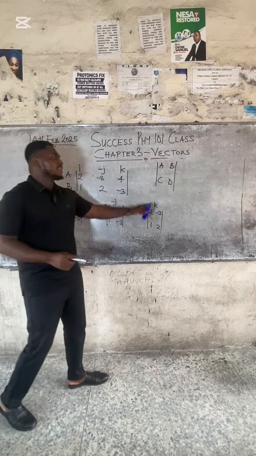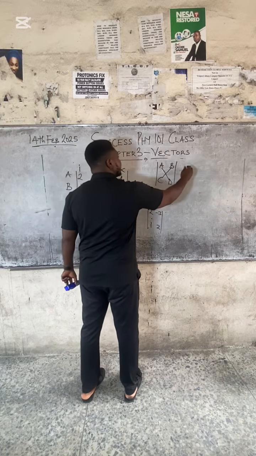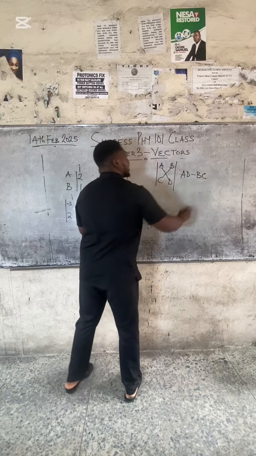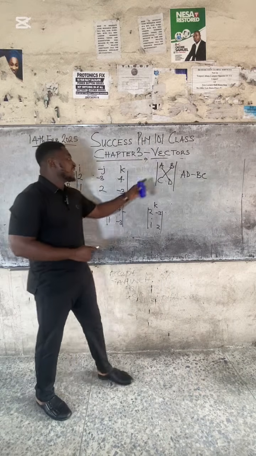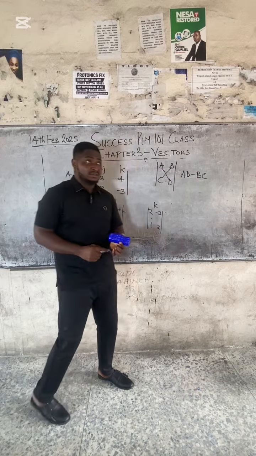Class, when you want to resolve this matrix, you're going to multiply A by D and B by C, so that the resolution of this matrix is AD minus BC. To resolve this matrix, it is A times D, which is AD, minus B times C, which is BC.